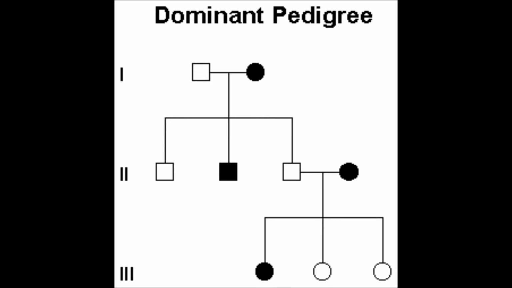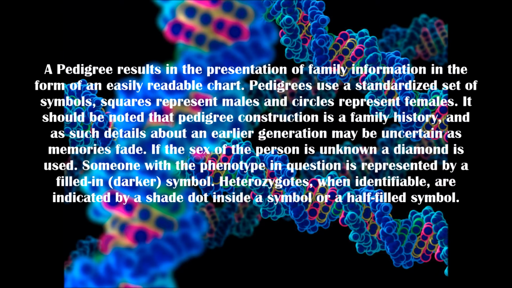1. Affected individuals have at least one affected parent. 2. The phenotype generally appears every generation. And 3. Two unaffected parents only have unaffected offspring. The following is the pedigree of a trait controlled by dominant gene action.